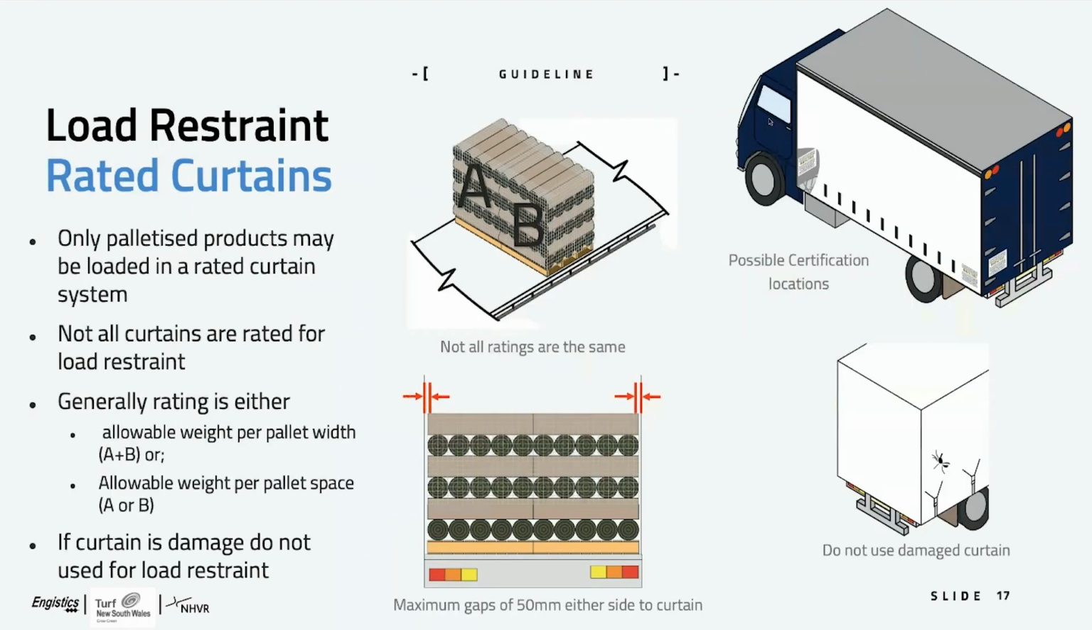So that's a tie-down restraint system. The details for that system can be found on the Turf New South Wales website. The other system we have is very similar in terms of restraint, but it's using a rated curtain to provide sideways restraint.